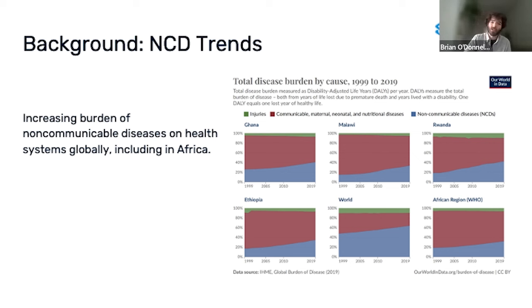But this shift is not just happening in the future, I should add, it's also happening right now. You should consider that by 2026, for example, cardiovascular diseases will replace respiratory infections and TB as the number one cause of death in sub-Saharan Africa.